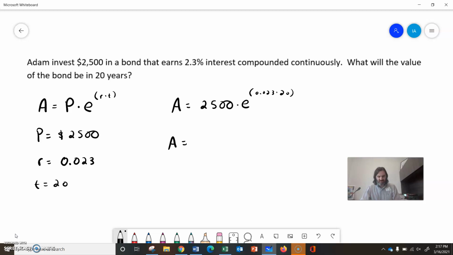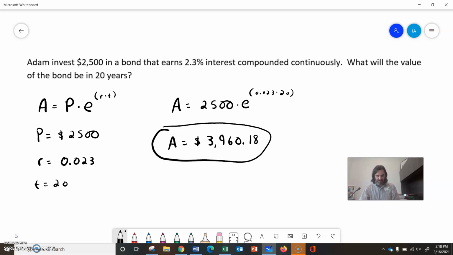And I'm going to punch in the buttons, and let's see if you get the same thing I get. Remember, there's a separate video where we talked about making sure we get the right thing. So I get $3,960.18. Okay. So if you have trouble with the calculator, let's talk about it.